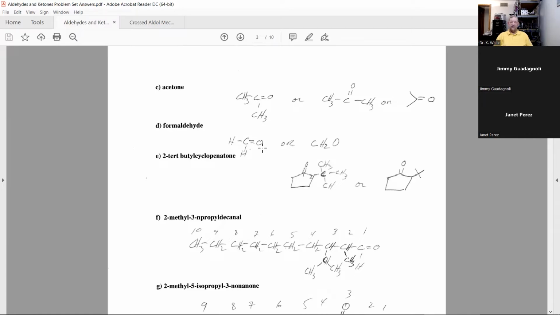Acetone is the simplest ketone, 3 carbons, the center carbon has the double bond to oxygen. And formaldehyde is the simplest aldehyde, where R is an H. And these are 2 ways you can write it.